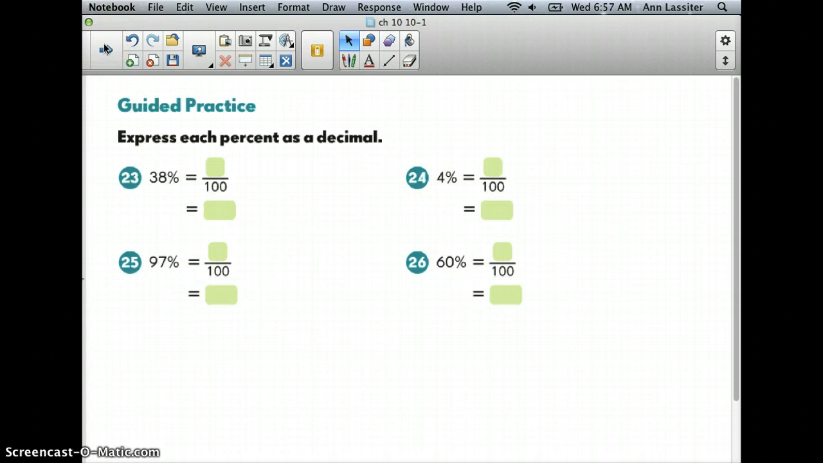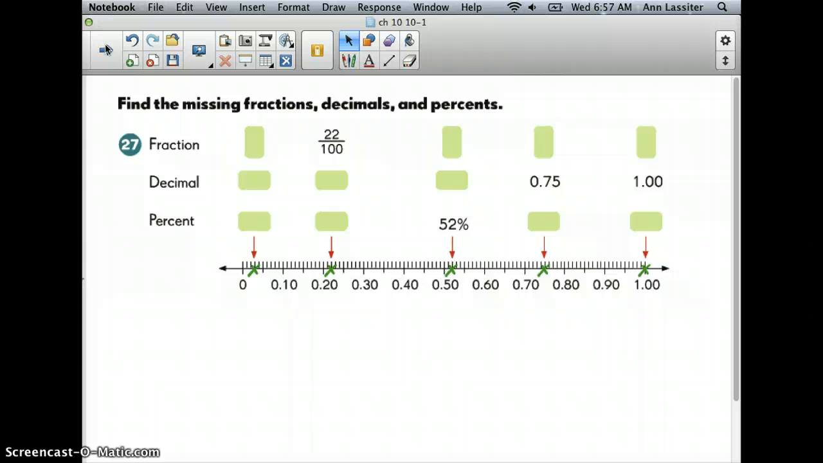Again, you're going to pause here and answer these 4 questions, and then there's going to be one more page. This last page, I would really like you to take the time to copy down the number line and focus on the fact of where everything is and filling in the appropriate fraction, decimal, and percent equivalents.